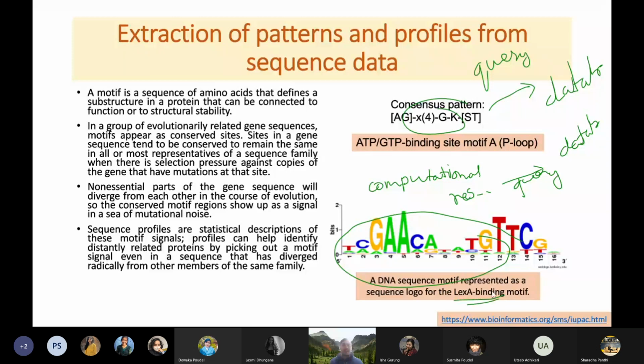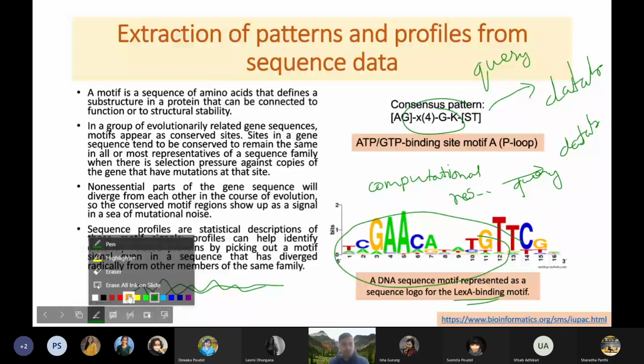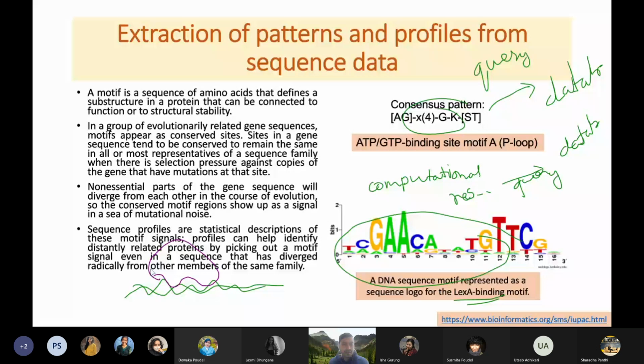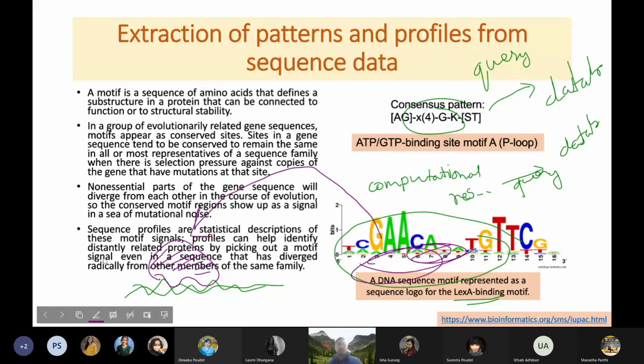So if I suspect that my DNA sequence is a LexA binding protein's DNA sequence, where the LexA repressor protein can bind, if I hypothesize that, what I can do is take this sequence, this query, and do the search, and then I can identify it. It will never be exactly the same.